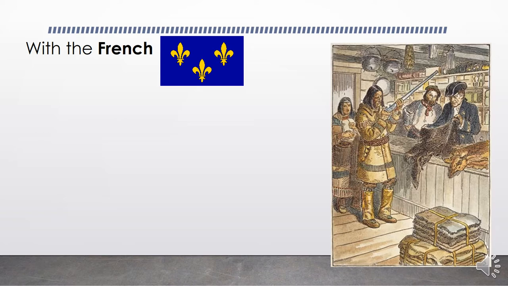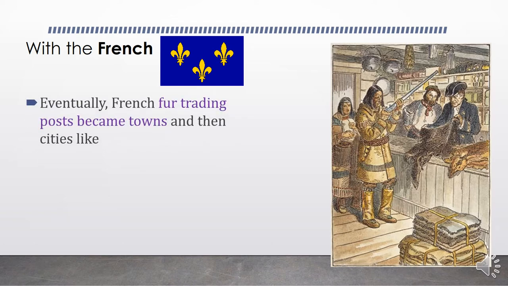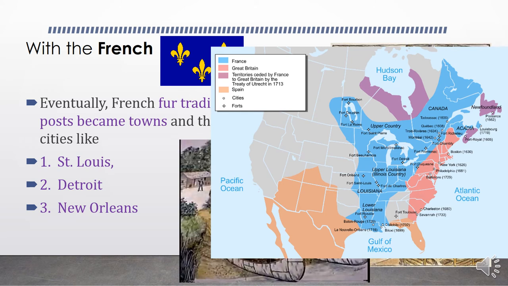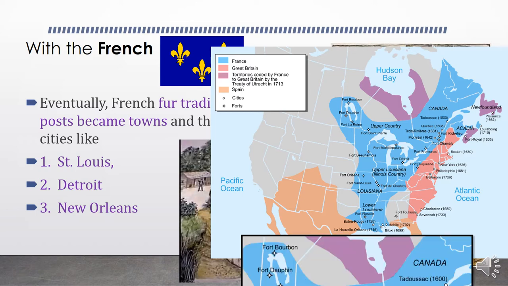So here with the French, we have an image of one of these trading posts, and eventually the French fur trading posts became towns and then cities, like what we know as St. Louis, Missouri, Detroit, Michigan, and New Orleans in Louisiana. So the French set up these fur trading posts in order to interact with the Native Americans, and you can see the blue areas on this map were areas that were explored and claimed for France. And all of those little stars are considered forts or trading posts.